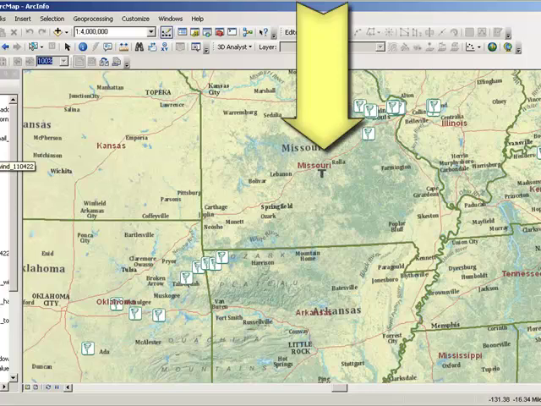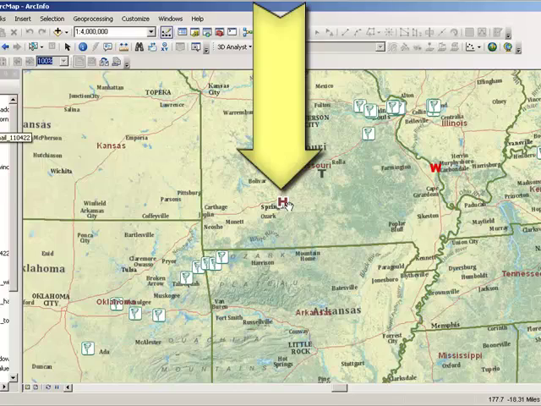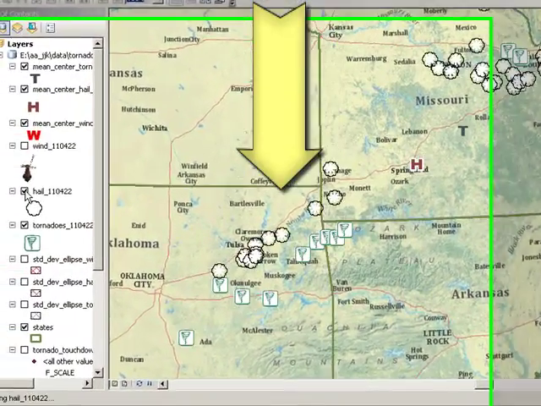Let's do the same thing for wind. The wind center that day was over here on the Missouri-Illinois border. What about the hail? It is a bit southwest. So let's take a look at hail and find out why.